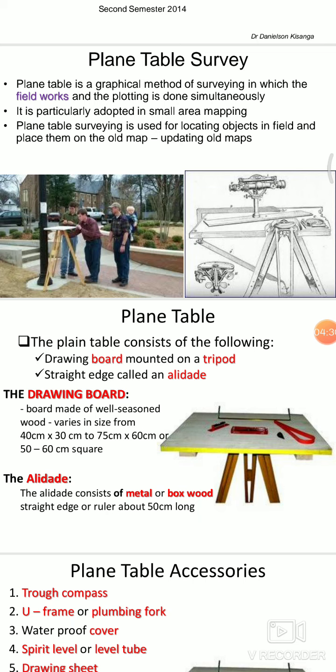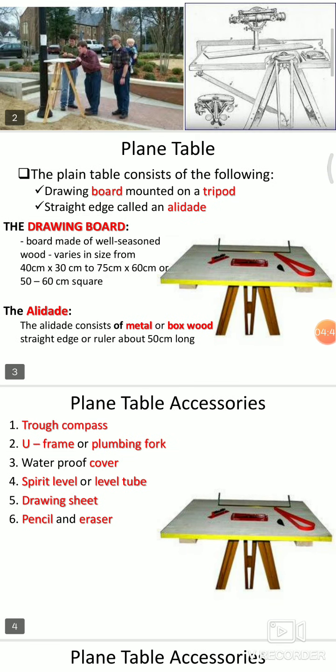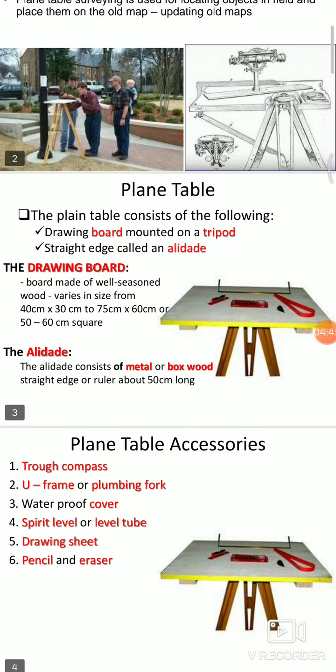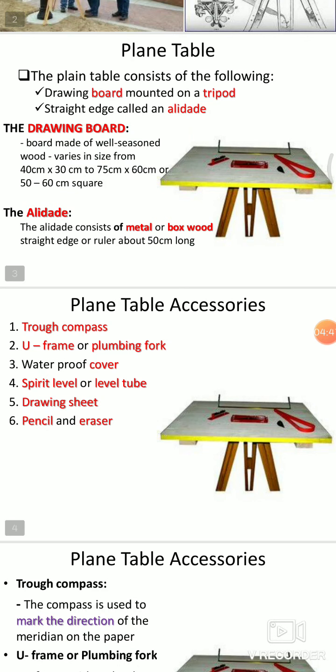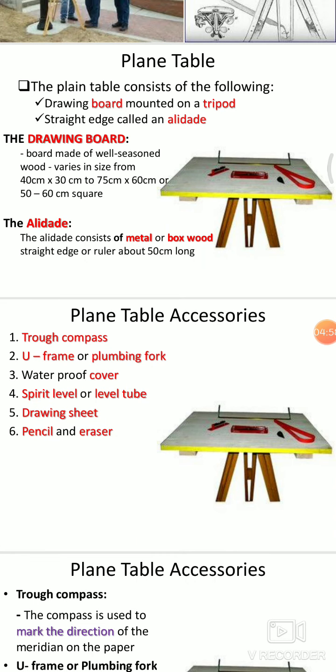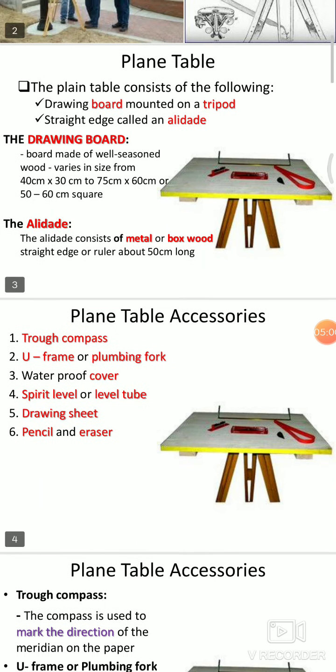So the definition of plane table survey is: it is a graphical method of surveying in which the fieldwork and plotting work are done simultaneously. Moving to the next part, that is the plane table survey accessories. The following accessories are required for the plane table survey. First, the drawing board, which is mounted on the tripod, and second, the straight edge called the alidade.